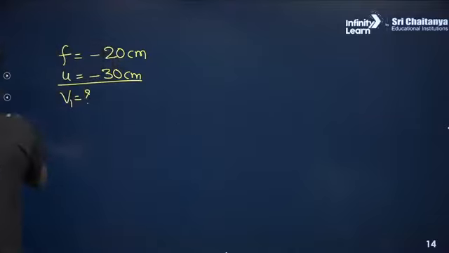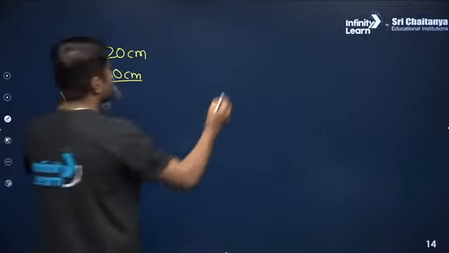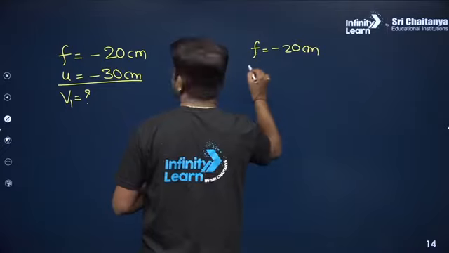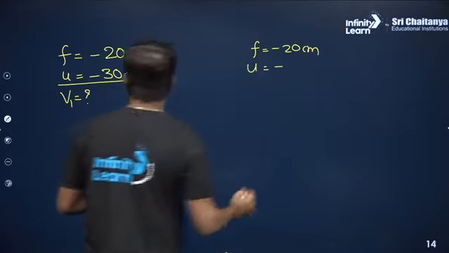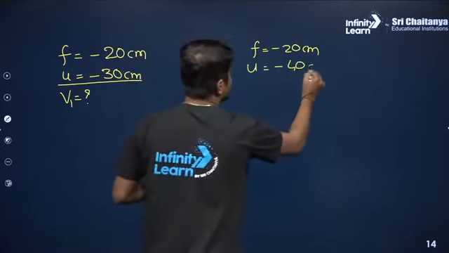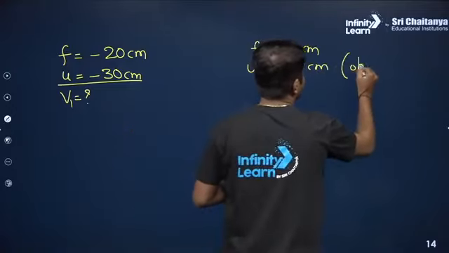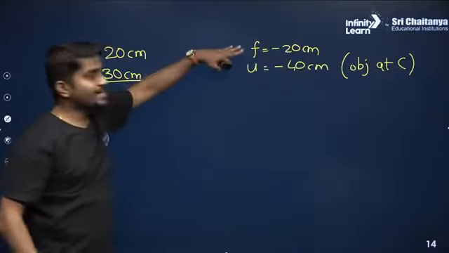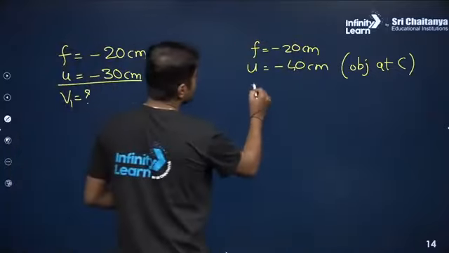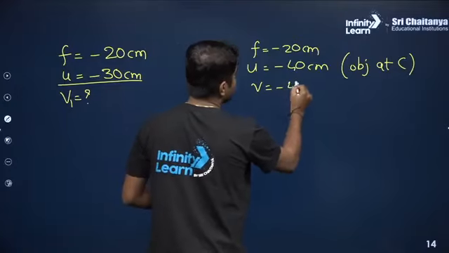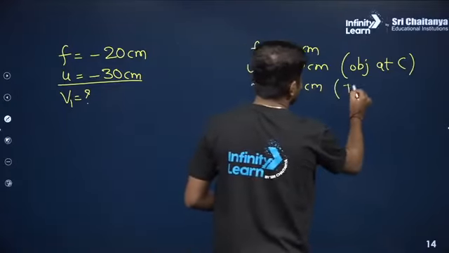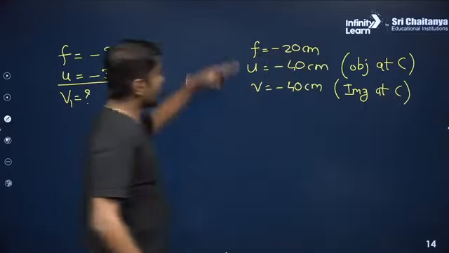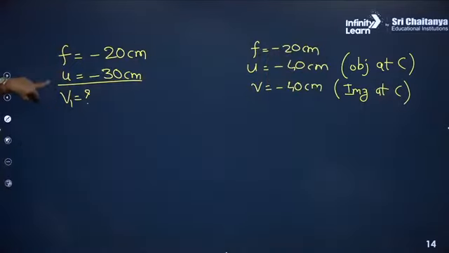And there is one more question. So the focal length is going to be the same. Focal length is minus 20 centimeter and U is going to be minus 40 centimeter. That means the object is at the center of curvature. So you know, when you place the object at center of curvature, V is also going to be minus 40 centimeter. So image is produced at center of curvature.